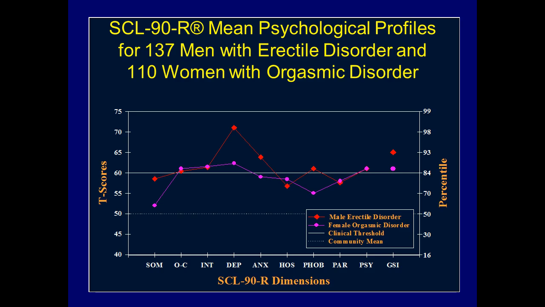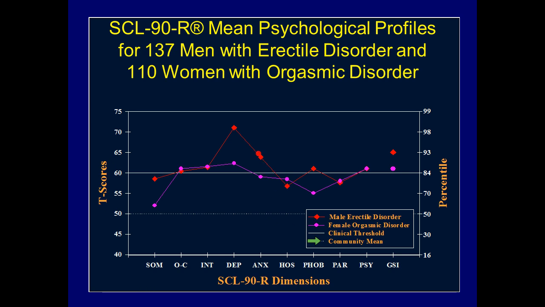Okay. Now, this is a profile from the Hopkins Sex Clinic, circa late 70s, early 80s. 137 men with erectile dysfunction and 110 women with orgasmic disorder. What we see are the men in red and the women in, I guess, lavender. And in these profiles, the 50th centile line is down here.